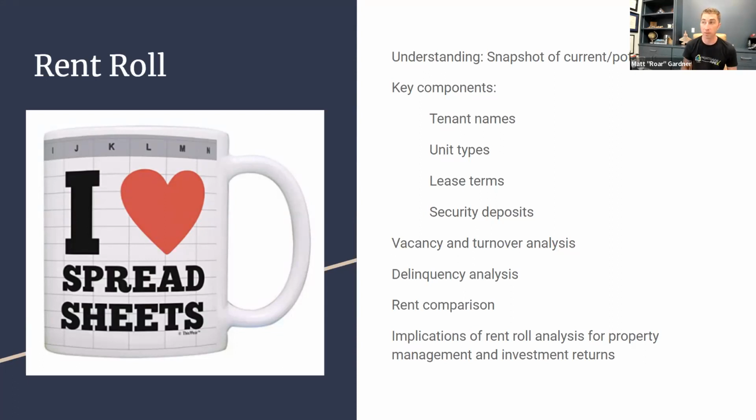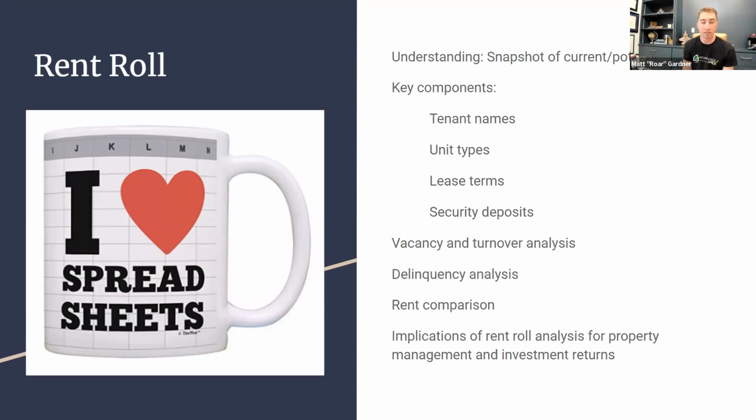The key components here are going to be tenant names, so you actually see who the warm body is in which unit, the unit types, the breakdown, the mix, lease terms, so you can start to get an idea of what the leases look like, as well as security deposits. So it gives a good snapshot of the people and where they stand in each unit.